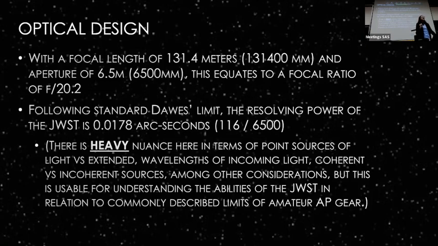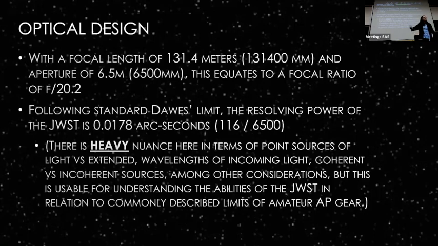If any avid astrophotographers out there want to do your own calculations for the James Webb Space Telescope, that's going to be one of your first pieces of information to use, that focal length. So the aperture, mentioned already, is 6.5 meters across. We just go off that primary mirror. And so this equates to a focal ratio of f20.2.